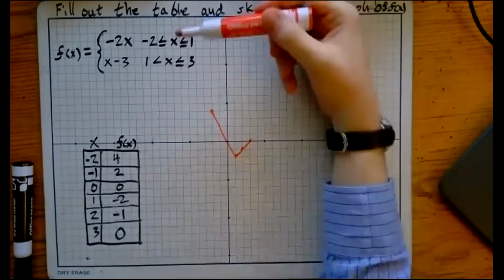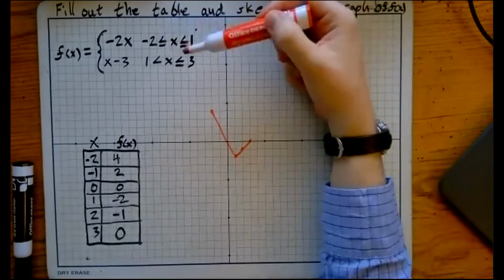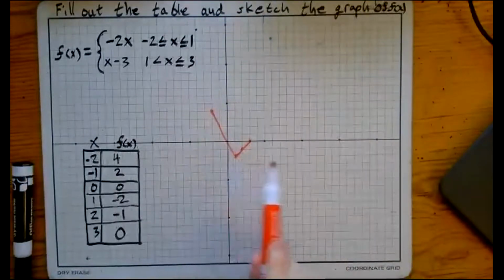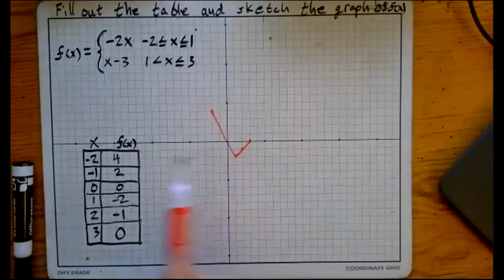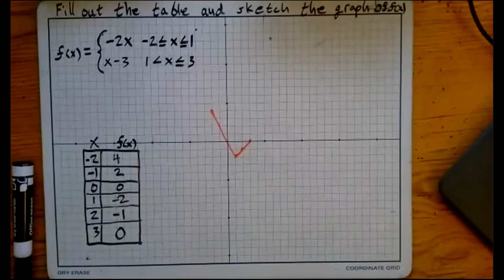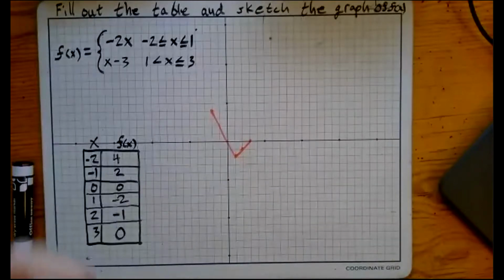Now note that these intervals do have a beginning and an end. These pieces don't go off forever in either direction. But there we have it. There's our piecewise function. Make sense?